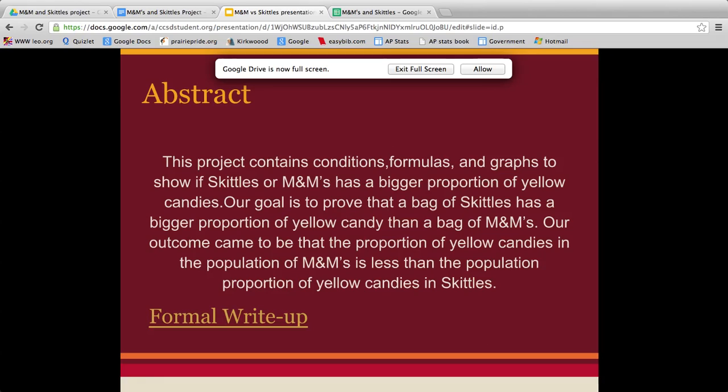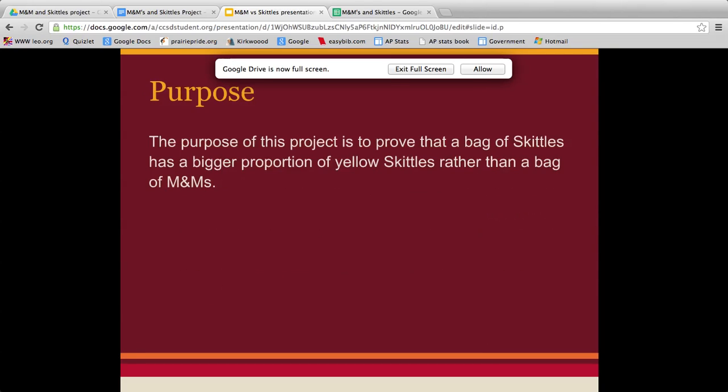So for the formal write-up, our abstract says that this project contains conditions, formulas, and graphs to show if Skittles or M&Ms has a bigger proportion of yellow candies. Our goal is to prove that a bag of Skittles has a bigger proportion of yellow candy than a bag of M&Ms. Our outcome came to be that the proportion of yellow candies in the population of M&Ms is less than the population proportion of yellow candies in Skittles. So the purpose of this project is to prove that a bag of Skittles has a bigger proportion of yellow candies than a bag of M&Ms.